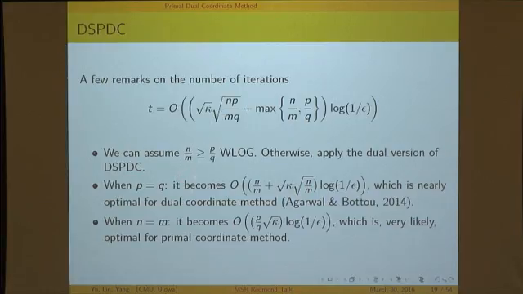And if N equals M, which means that we do not do the sampling from the dual, then it becomes this, which is very likely to be optimal. But no one has proved this at this moment. So very likely, as you see from empirical results. Likely means that we do not see how we can accelerate this. That's why we call it likely to be optimal.